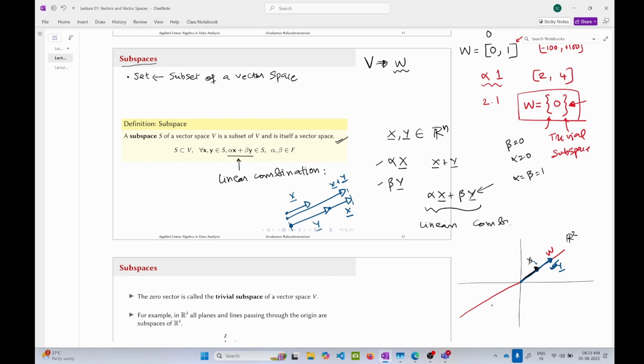If I take two vectors here and add them, is the new vector in the line or not? It is. You can also verify that if you take another vector here, the resulting vector will always stay in that line. That means if you have a line passing through the origin in R2, that subset is also closed under vector addition. So this set W is actually a subspace of R2. It's not just a subset of R2, it's a subspace of R2. Is it clear? Okay.